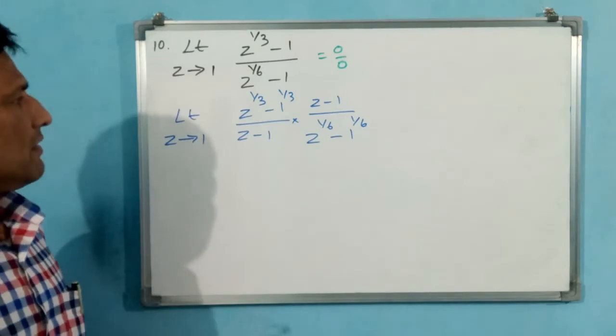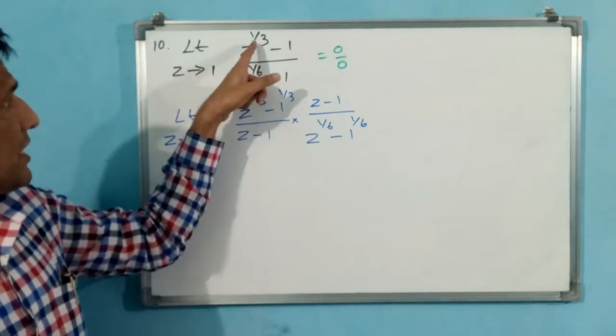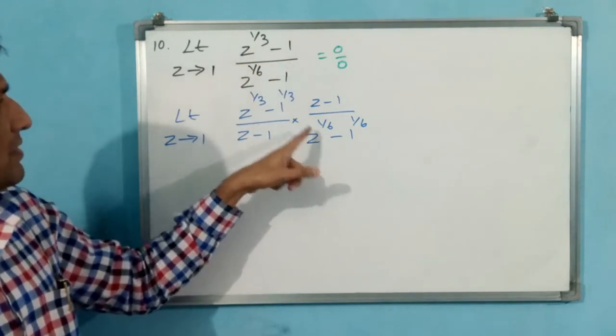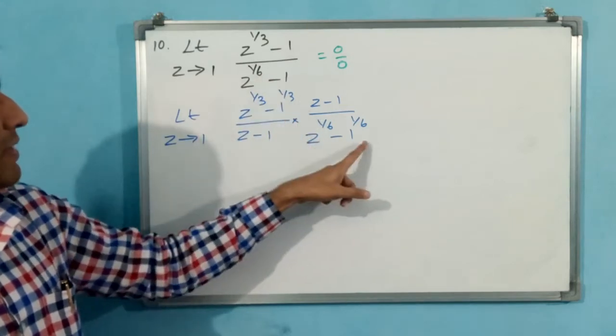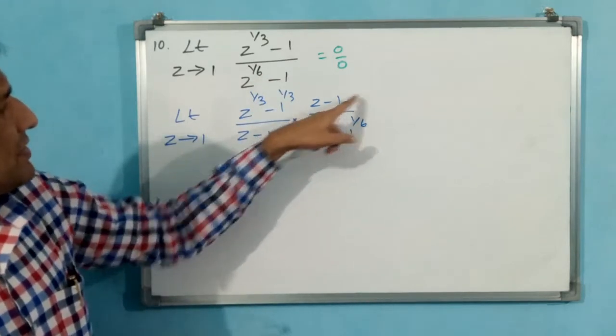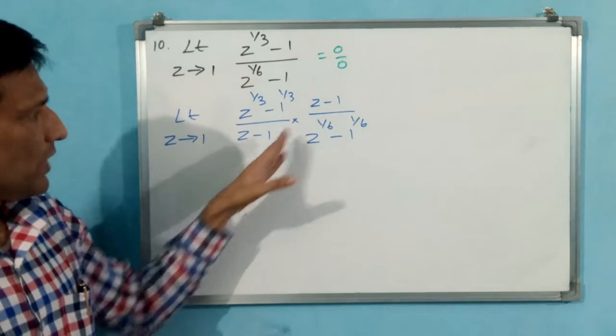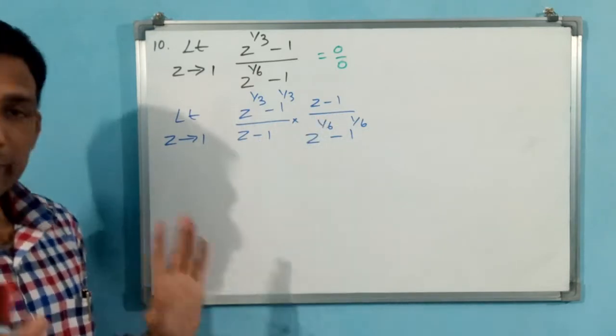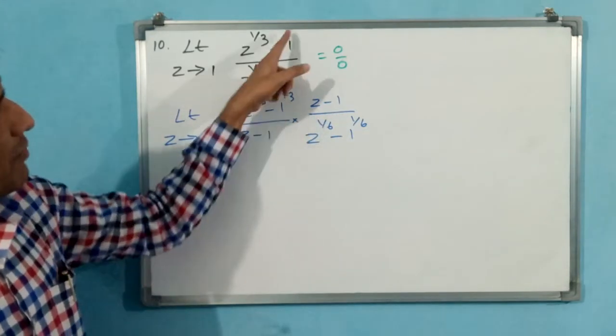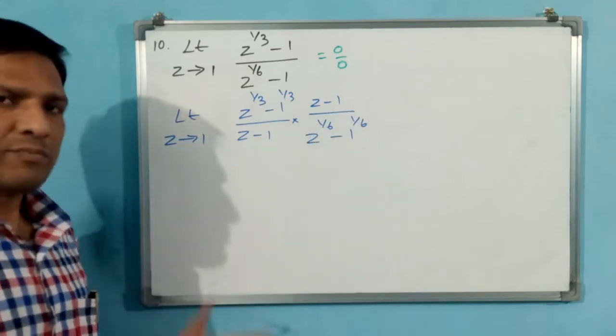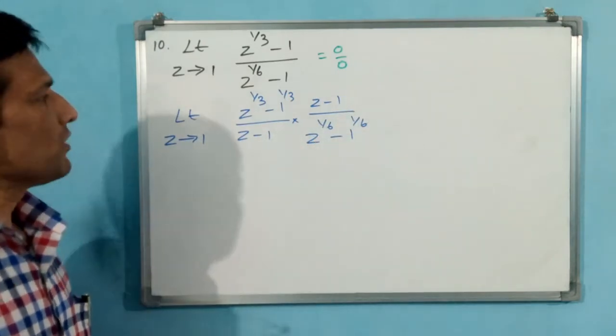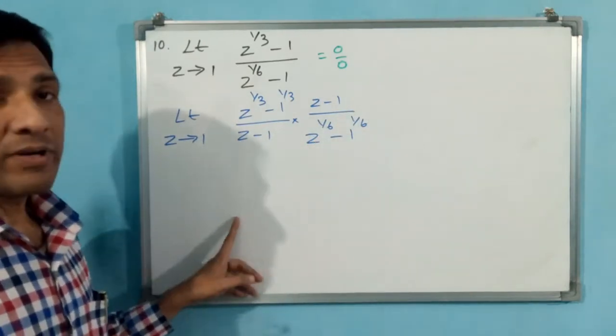Why? Because see, first of all you see z to the power of 1/3 minus 1 and z to the power of 1/6 minus 1 are there. The z minus 1 terms are going to get cancelled if you write like this. Then this statement is correct first. Then 1 power 1/3 or 1 power 1/6, both are same. Okay. Now see why I have written like this.